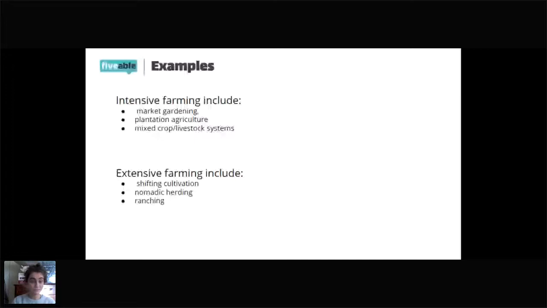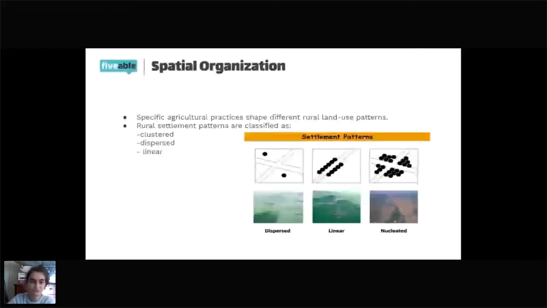And mostly they're not going to be done manually. Obviously, there will be a lot of work. Usually, machines are used for them. Nomadic herding and ranching would be another example of extensive farming methods. Yeah, that would be a slash and burn. It would also be called shifting cultivation. Spatial organization.